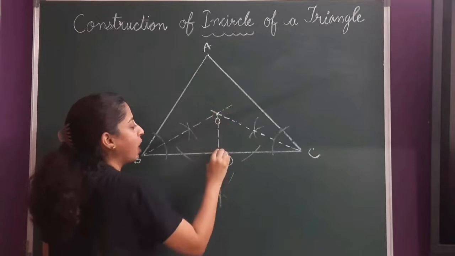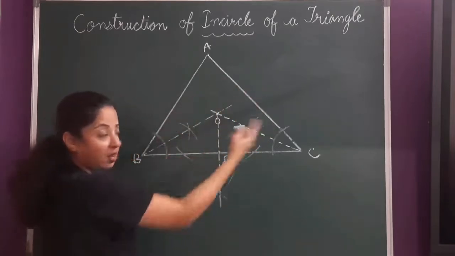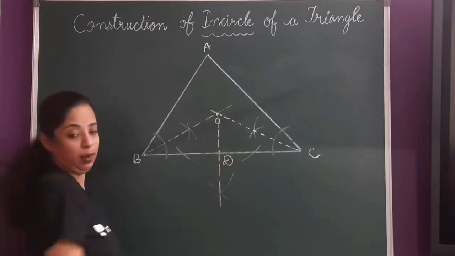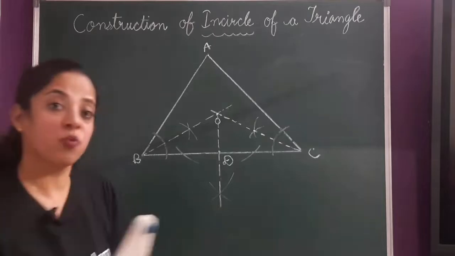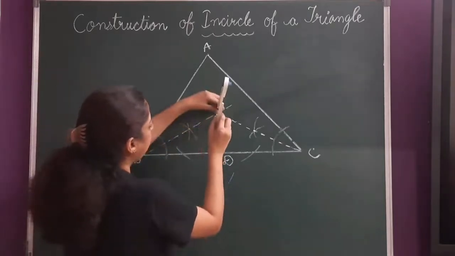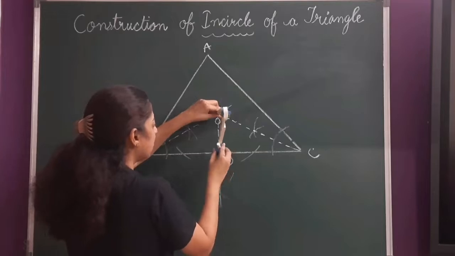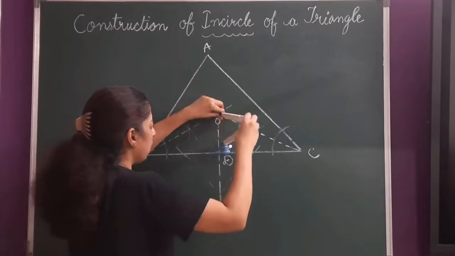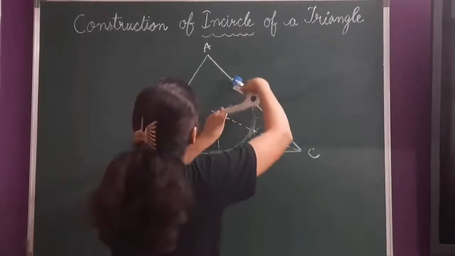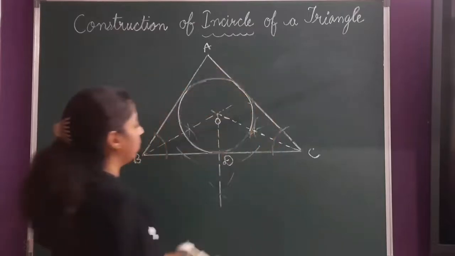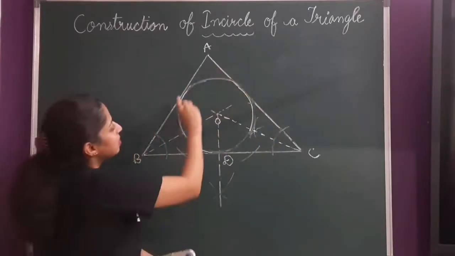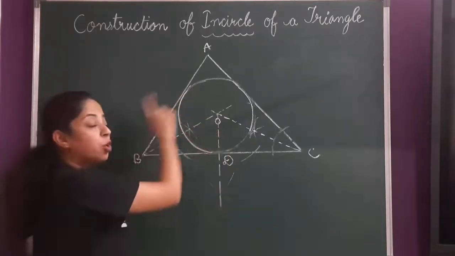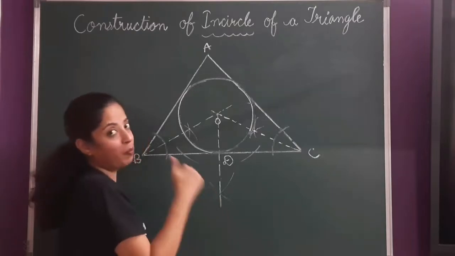So this OD will now be the radius of your incircle, right? So with the center O and the radius as OD, you draw a circle. So what you will do? You will keep this point at O. Okay, adjust it so that it touches D. Okay, and then keeping this firm here, you draw the full circle. Okay, now this circle is not touching here exactly because my pencil was not sharpened enough. So you try doing this 2 to 3 times, you'll be perfect at it.